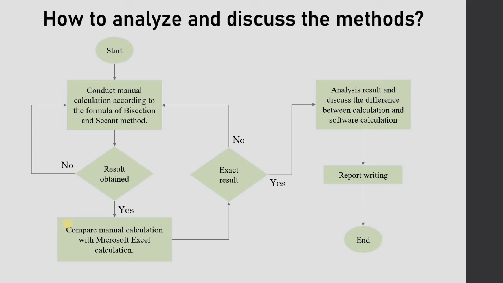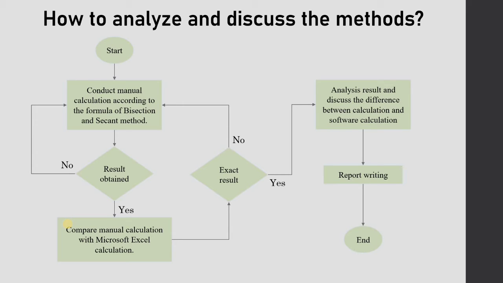The flow chart here shows the flow of analyzing this assignment to reach the objective. First, we start by conducting the manual calculation according to the formulas of the bisection and secant methods. Then, if the result is obtained, we compare the manual calculation with Microsoft Excel's calculation. If the result is not obtained, we go back to step 2. After we get the exact result from comparing, we analyze the results and discuss the difference between the manual calculation and the software calculation. Then we write the report and end our assignment.